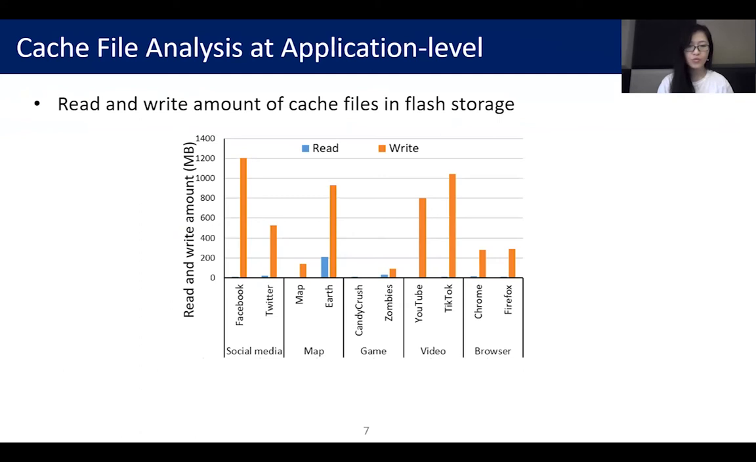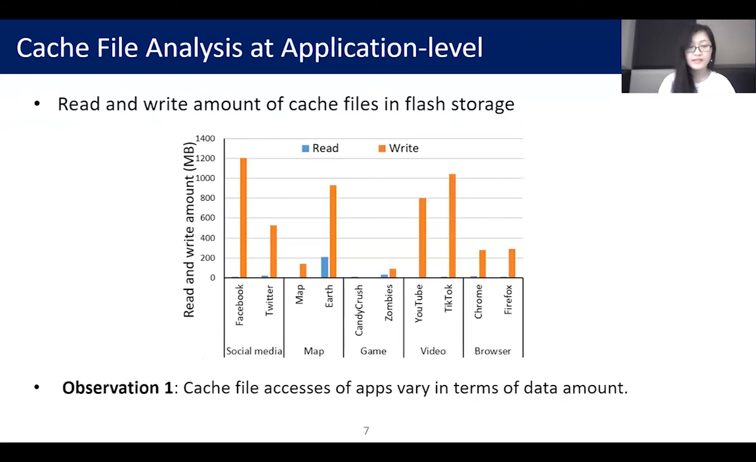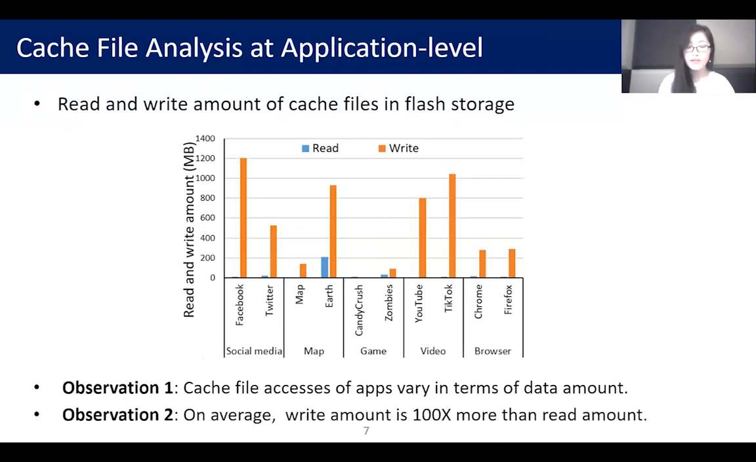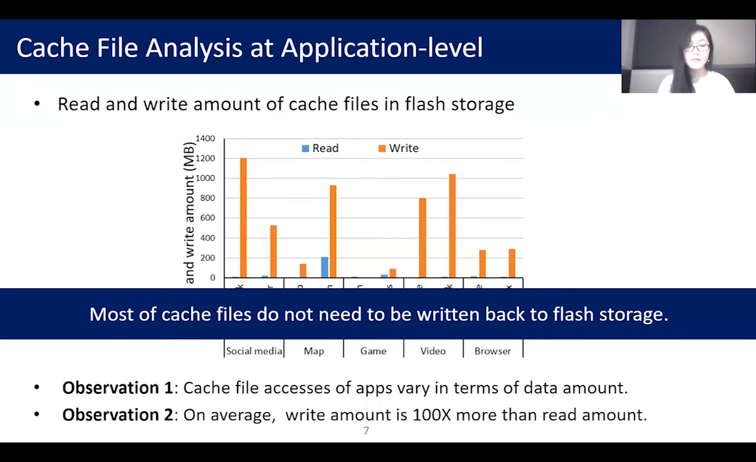This figure shows the read and write amount of cache files in flash storage. The blue histogram is read, and the orange one is write. Based on this data, you can see that cache file access of different types of applications varies greatly in terms of total data amount. Moreover, on average, the write amount of cache files is 100 times more than the read amount. That means most cache files do not need to be written back to flash storage.